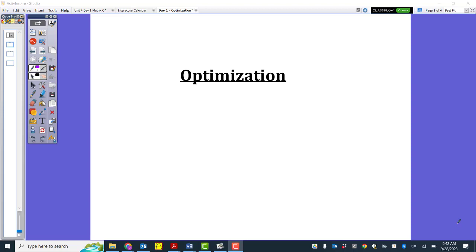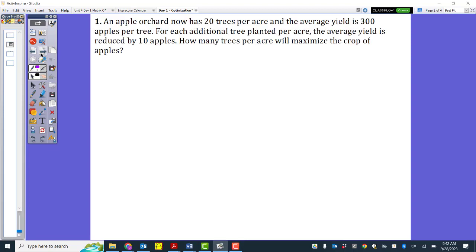All right, today we're looking at our next set of word problem style problems, and this is optimization. This uses the ideas we set up in curve sketching to find the maximum or minimum in a word problem. So let's look at the situation.